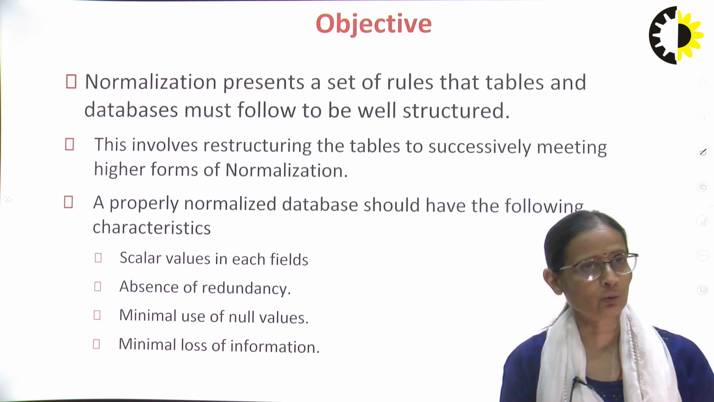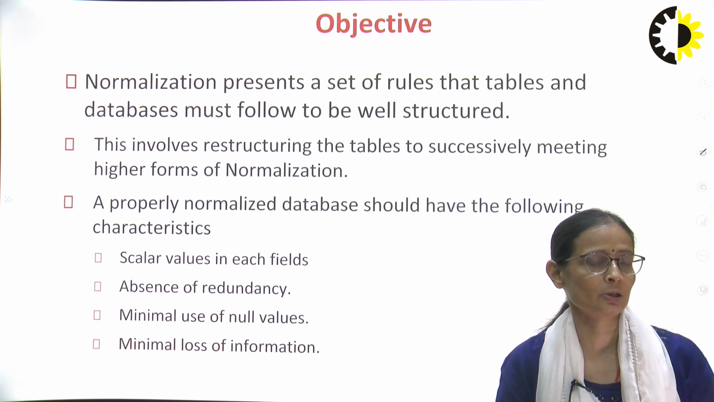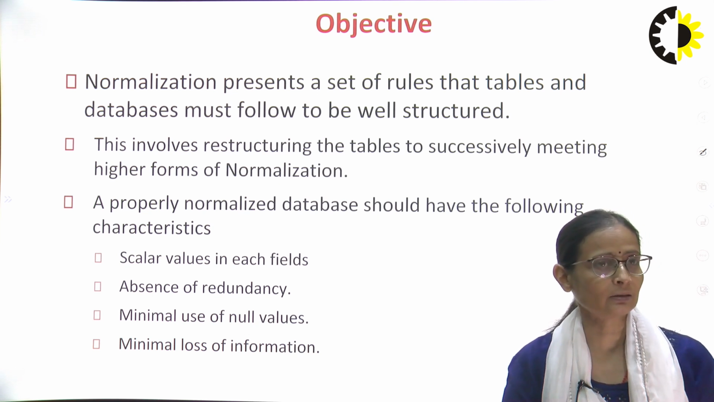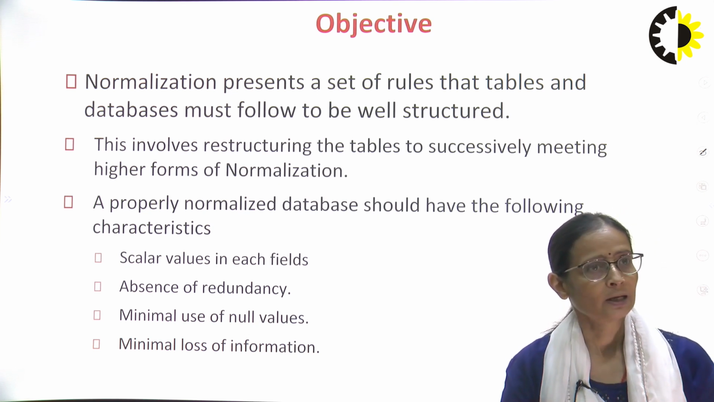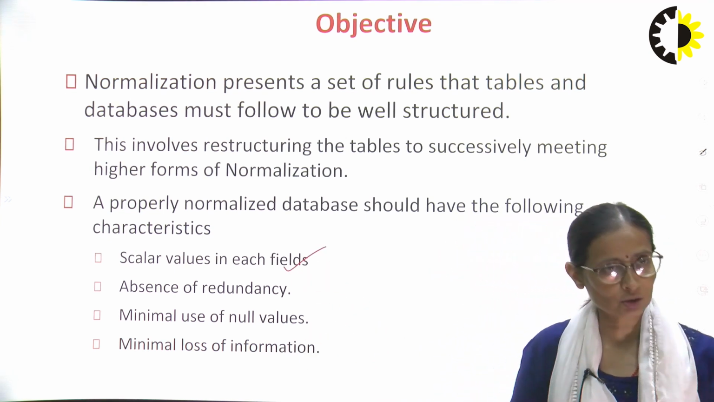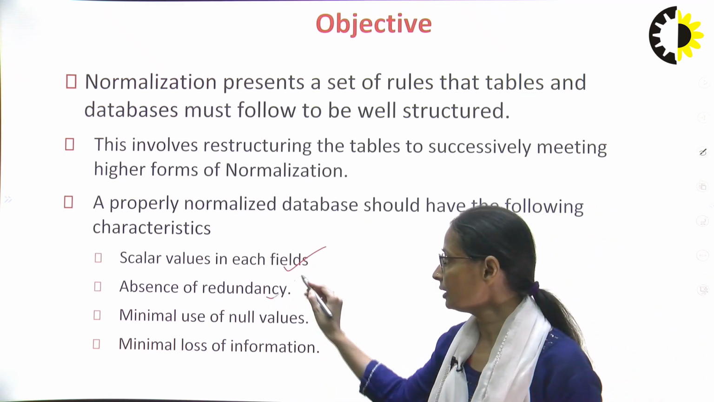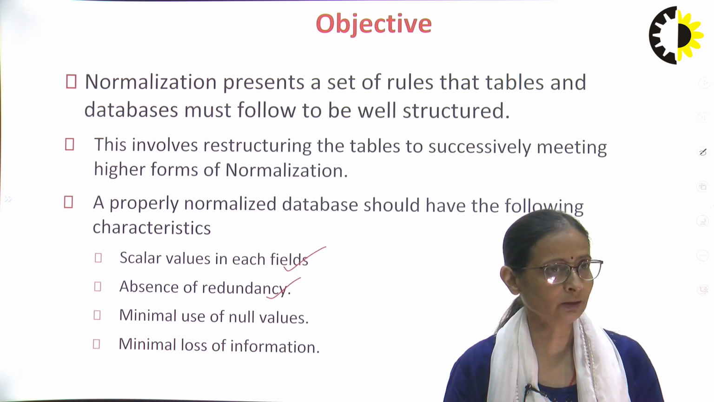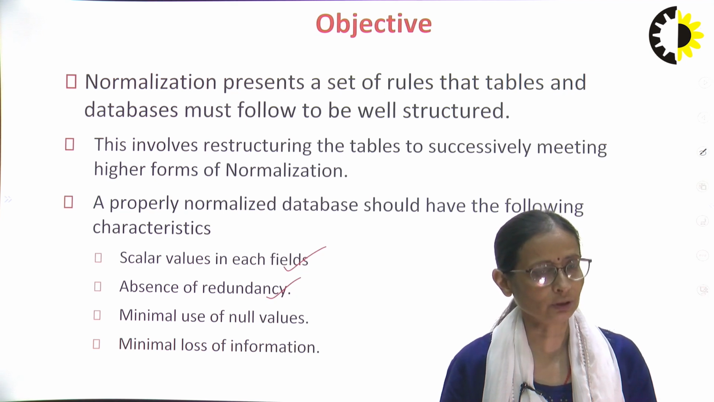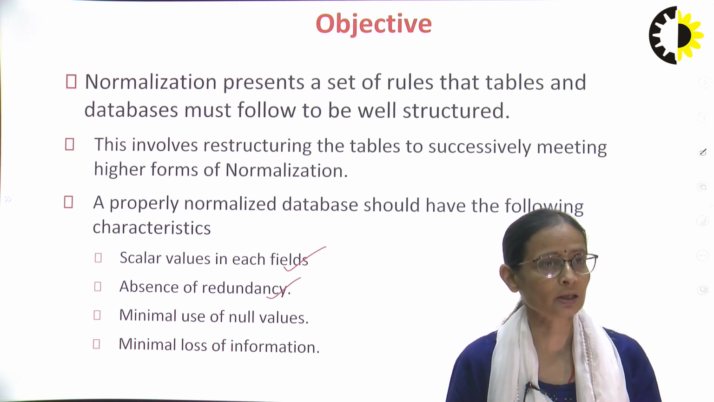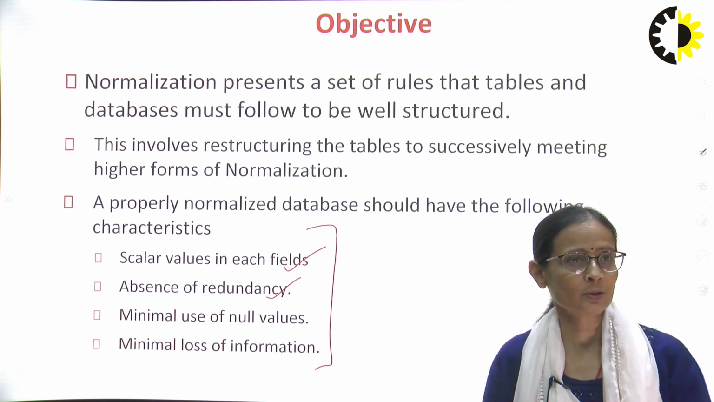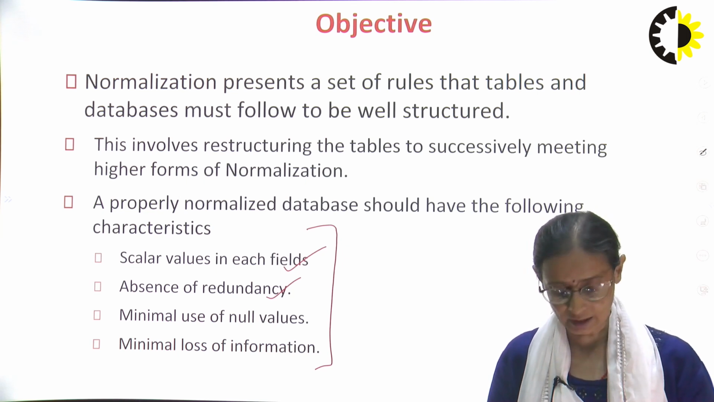So it involves restructuring the tables. We have already built the schema in our database, but now we are restructuring these tables to successfully meet the higher forms of normalization. If we say that our database is properly normalized, then it should have the following characteristics: scalar values in each field, absence of redundancy, minimal use of null values, and minimal loss of information. We restructure in such a manner that all these four properties are satisfied by any normalized database.